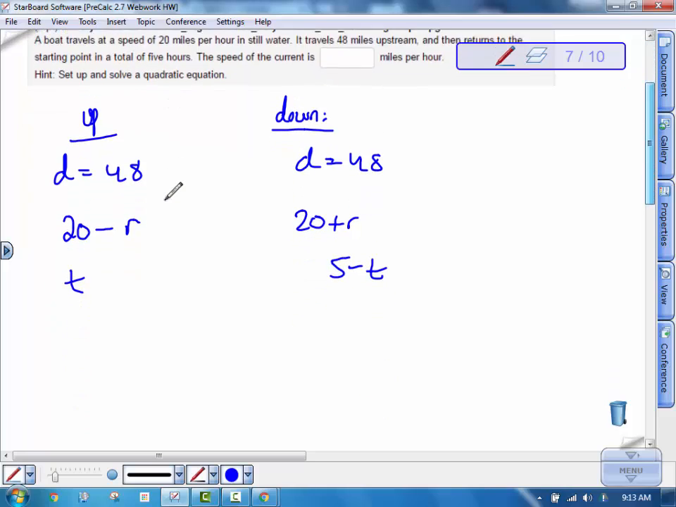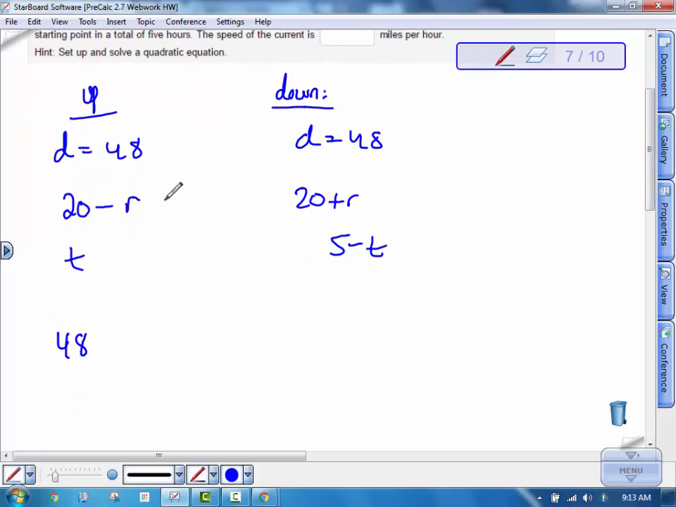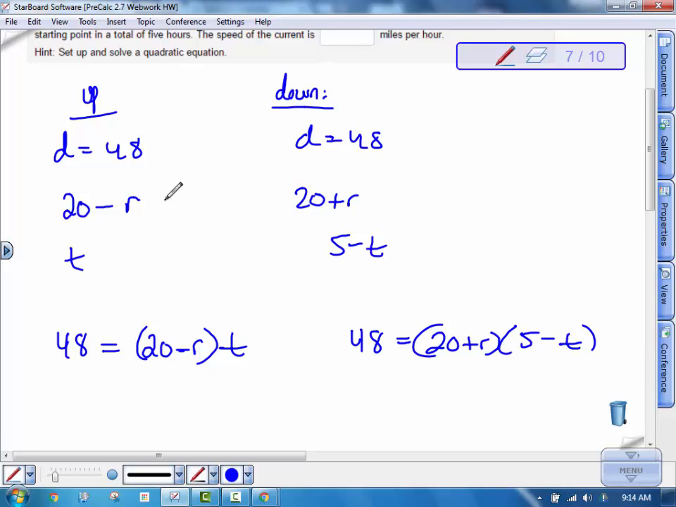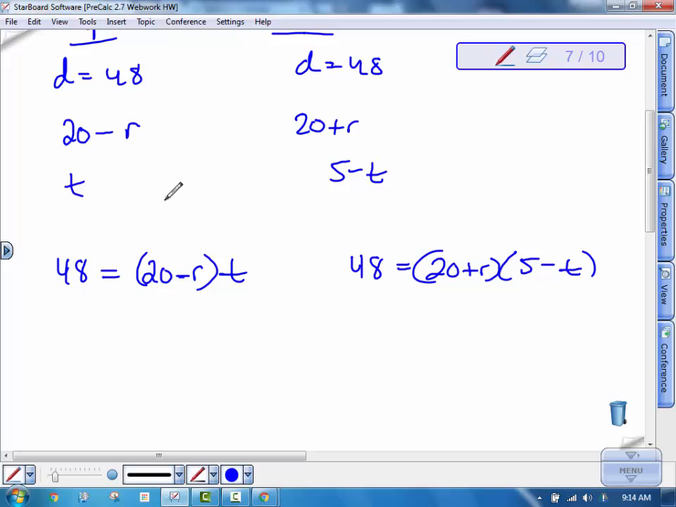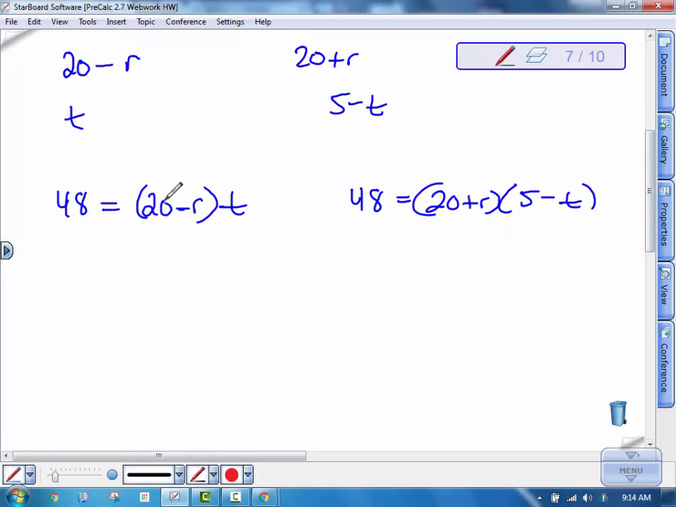All right, so now distance equals rate times time. So we have 48 equals (20 minus r) times t. And then over here we have 48 equals (20 plus r) times (5 minus t). Now this is where it gets tricky, because we have two equations with two variables, so we're solving a system of equations now, but it's not that easy of a system to solve. I have to solve for one of these variables. The easiest is t.